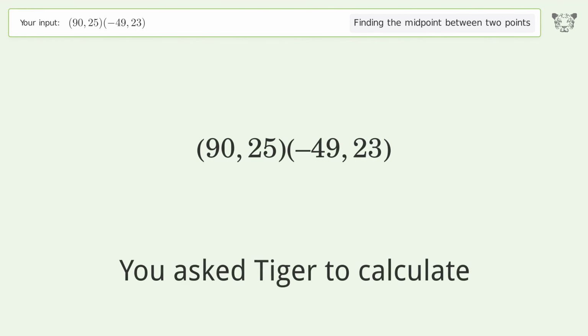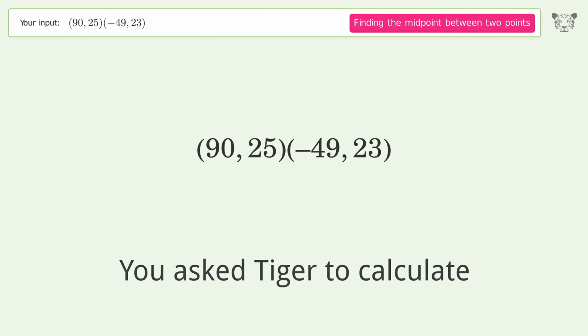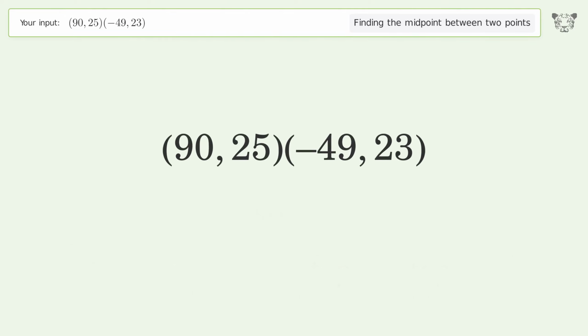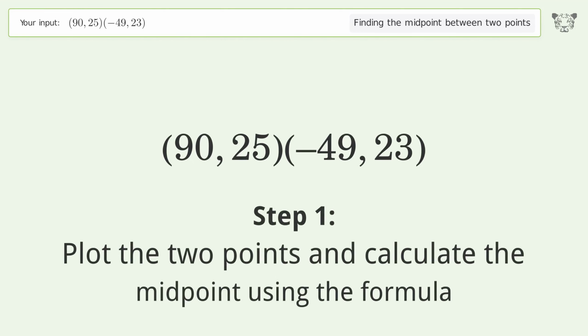You ask Tiger to calculate. This deals with finding the midpoint between 2 points. The midpoint between the 2 points is 20.5, 24. Let's solve it step by step. Plot the 2 points and calculate the midpoint using the formula.